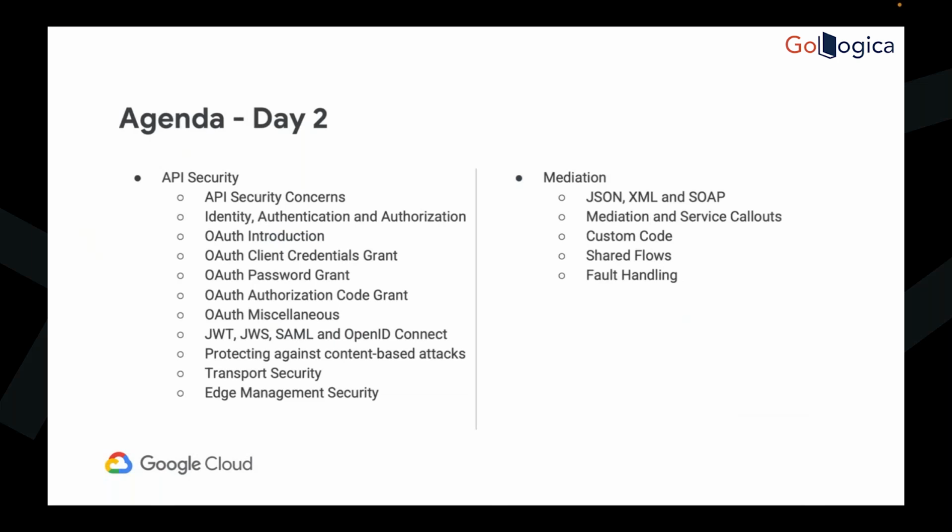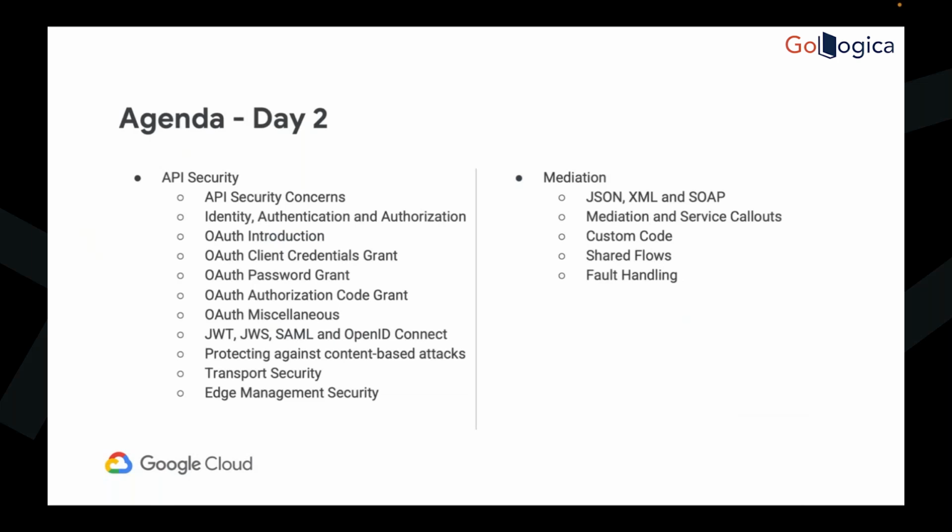And we will understand edge management security. So within APG, what are the ways to secure the APIs, from role-based access controls and everything? What are there? So edge management security we will also cover. All these things will be part of the API security.